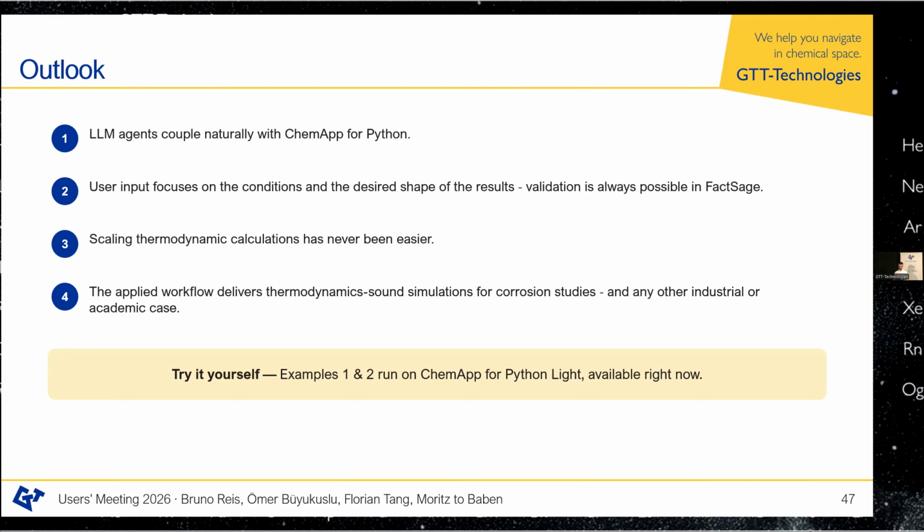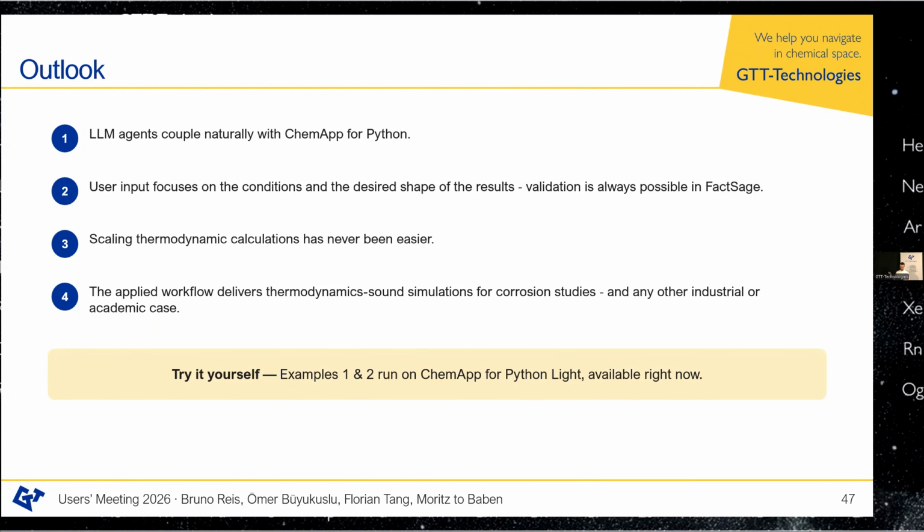And in the end, this applied workflow delivers thermodynamically sound simulations for corrosion studies, this particular case, maybe other corrosion studies. But it can be used for any kind of thermochemical application in industry or academia. There's no restriction here because ChemApp can do it all. The only thing you are limited by is your database. But if you have FactSage, you can do quite a lot.